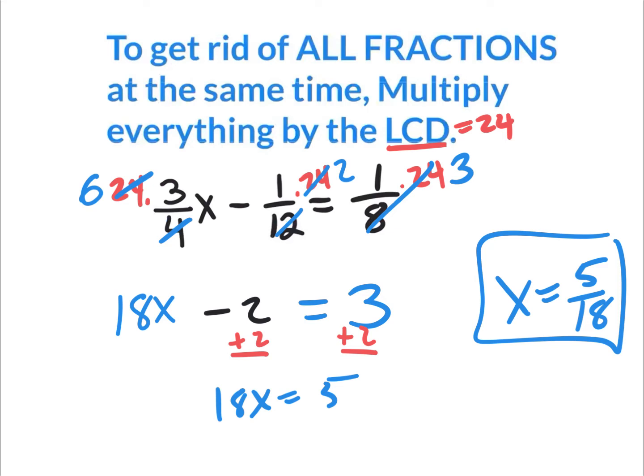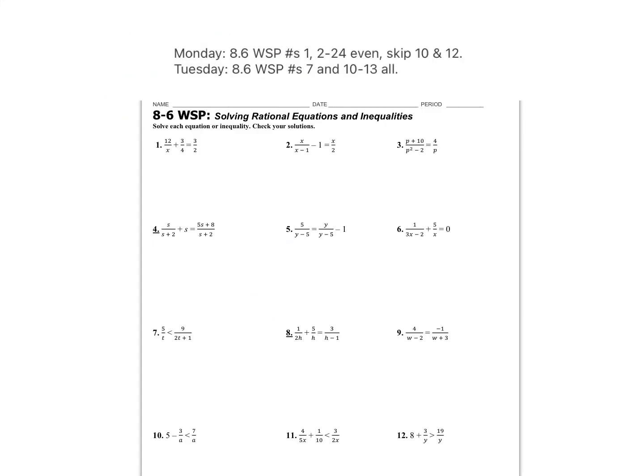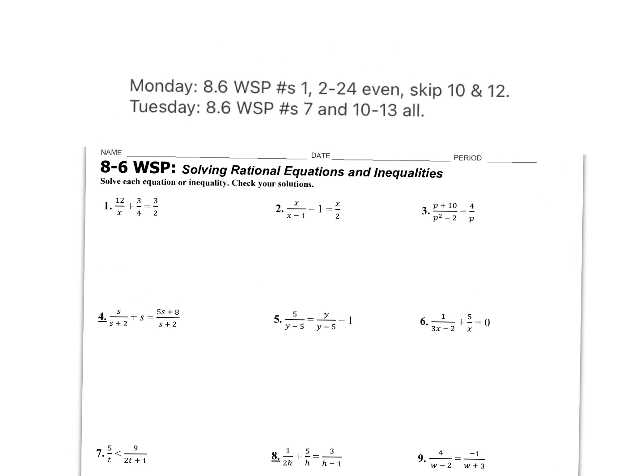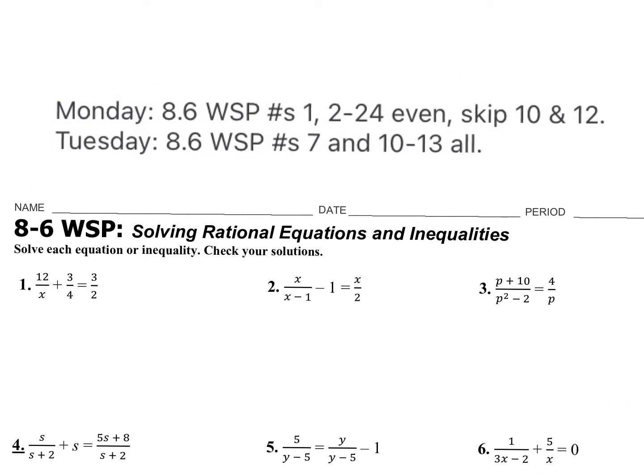Let's take a look at some problems that you're going to see on the homework today. On Google Classroom, on the homework, it shows the assignment for today and tomorrow. Today we're working on just the equations, and I want you to do the even ones at least. Of course, you could do all of them if you want, but I want you to do number 1 and then jump to 2, 4, 6, 8, all the way to 24, skipping 10 and 12. Tomorrow we're going to do a little intro on solving inequalities instead of equations, and then you could go back and do 7, 10, 11, 12, and 13.